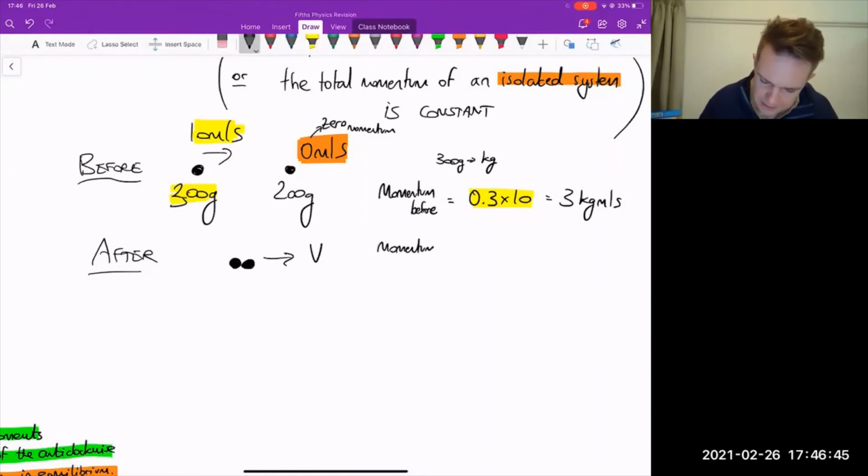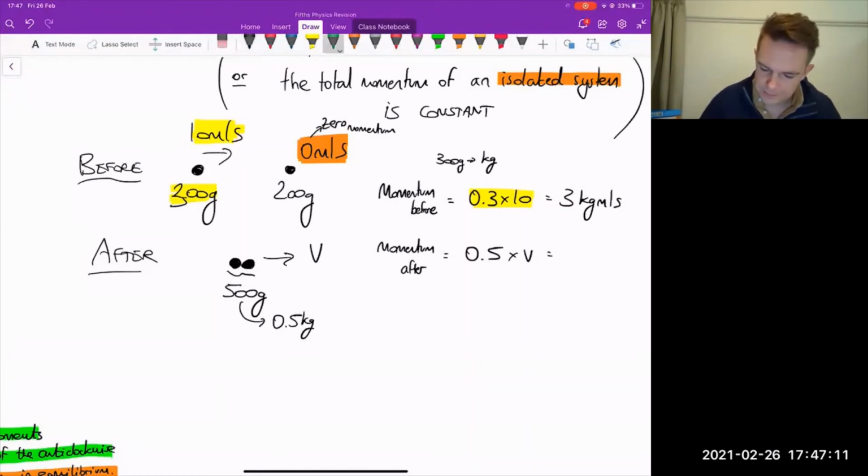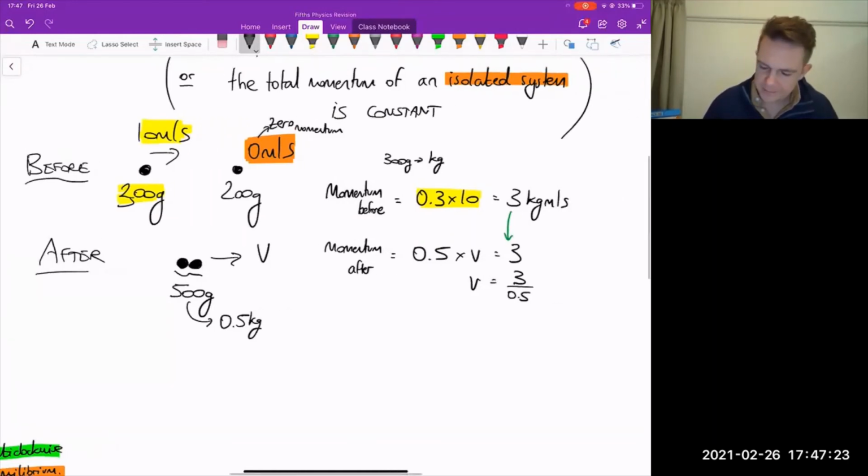The momentum afterwards is going to be the mass of this combination. Provided that no mass is lost, this is 500 grams, so we get 0.5, because 500 grams is half a kilogram, times v. But we know that has to equal the 3 kilogram meters per second we had beforehand, because of the principle of conservation of momentum. So v is therefore 3 divided by a half, which is 6 meters per second.